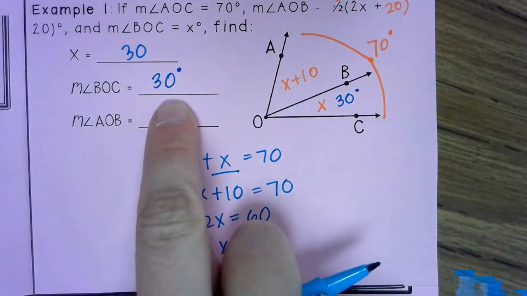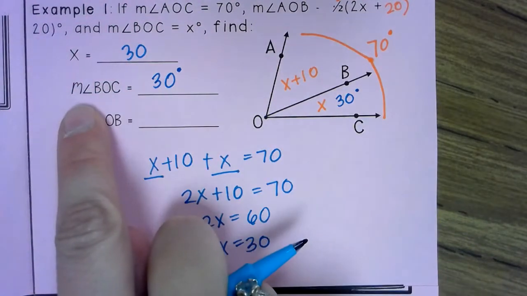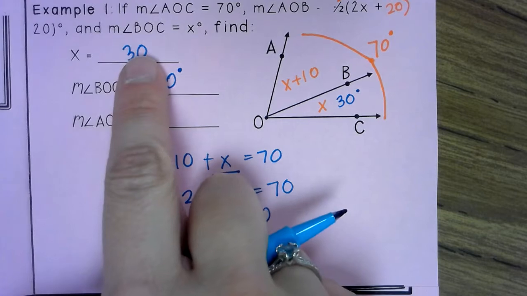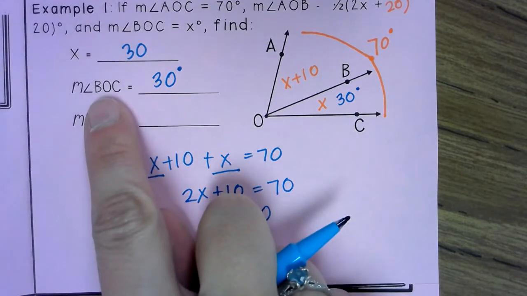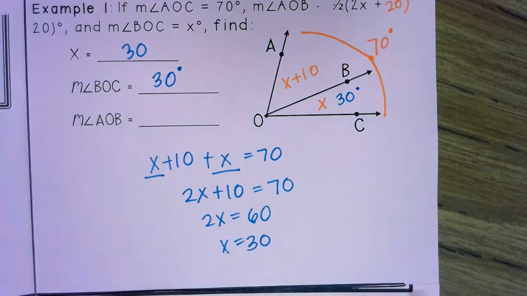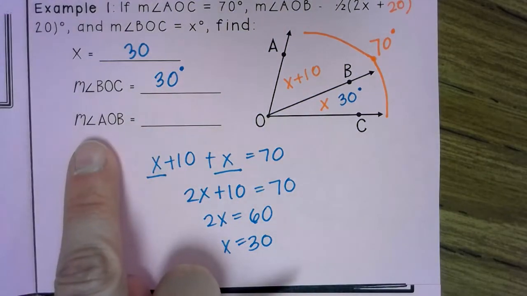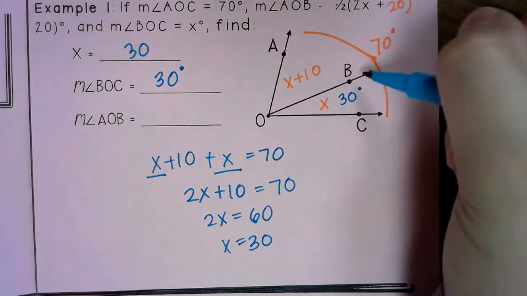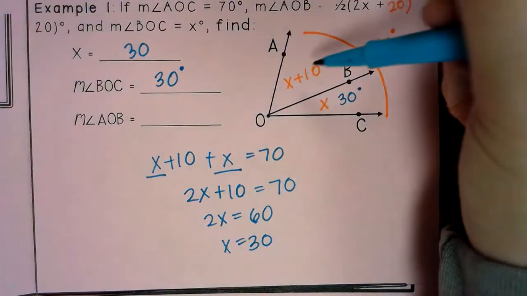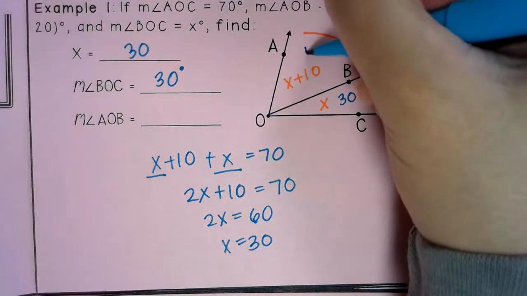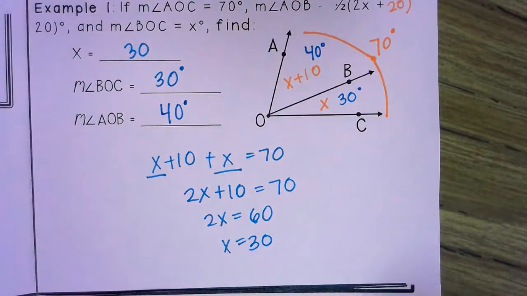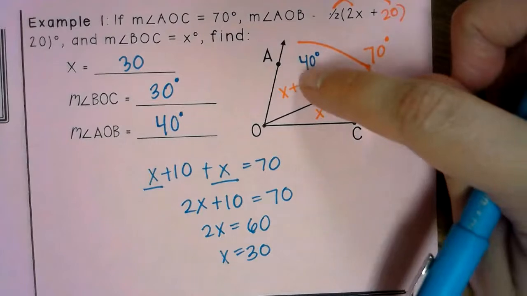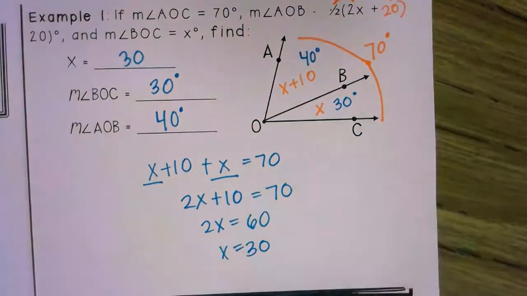Notice when I write this one, I'm going to write 30 degrees because it's asking for the measure of an angle. Whereas up here, I just wrote x because x is just a number, but the angle is measured in degrees. Okay, and then we also need to find AOB. So measure of angle AOB is x plus 10. So that would be 30 plus 10. So that's 40 degrees. Okay, that's all you need to know about the angle addition postulate. Part plus part equals the whole thing.